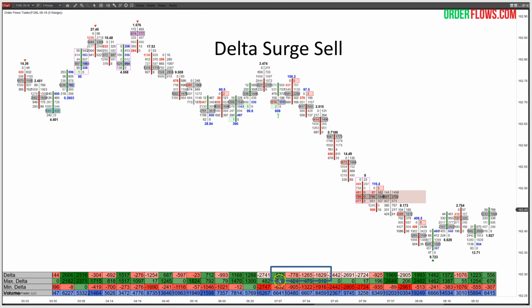Again, 673, then minus 778, minus 1265, minus 1829. And what happens? Even over the next several bars, it still continues in that trend. Minus 2442, minus 2691, minus 2724. As we sell off from, what is that, 162.60 area all the way down to 162.40.